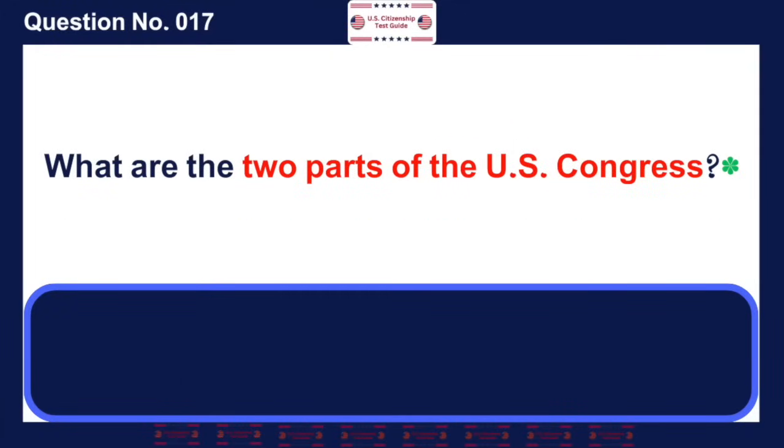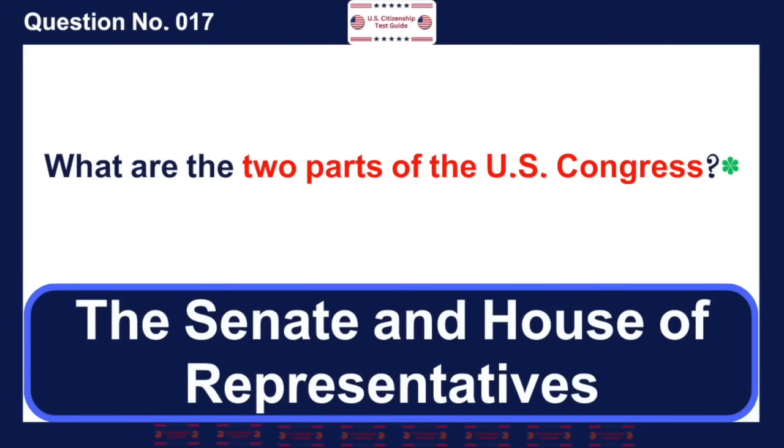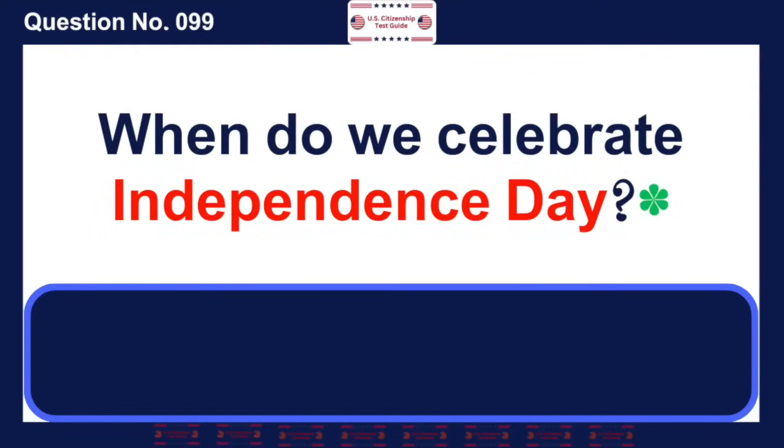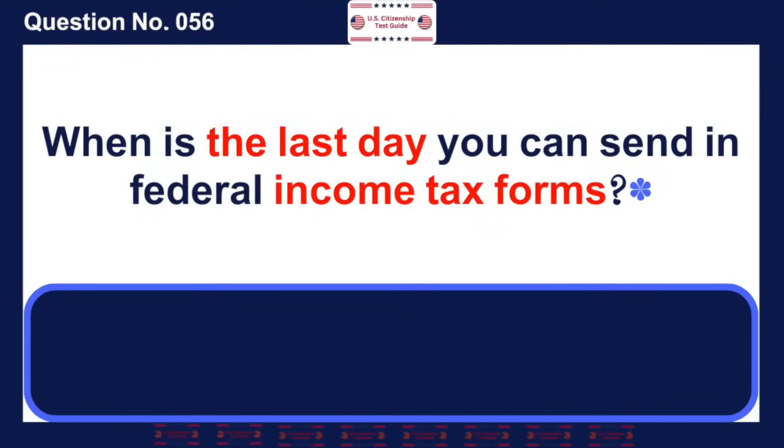What are the 2 parts of the U.S. Congress? The Senate and House of Representatives. When do we celebrate Independence Day? July 4th. When is the last day you can send in federal income tax forms? April 15.